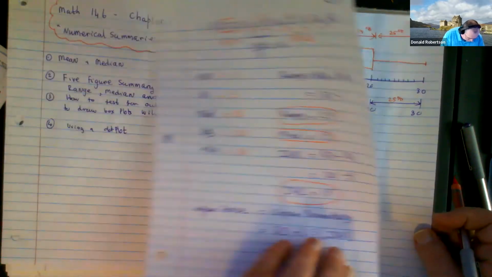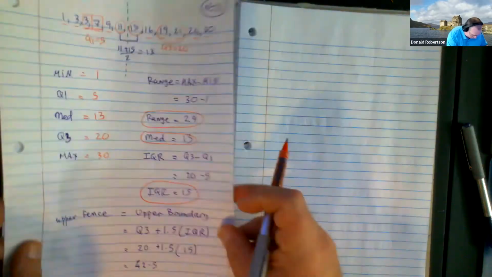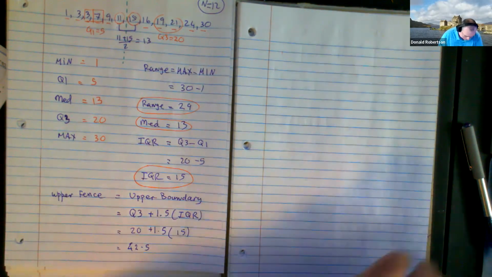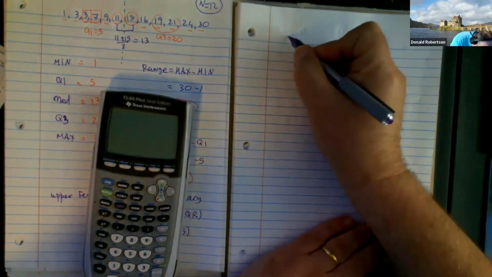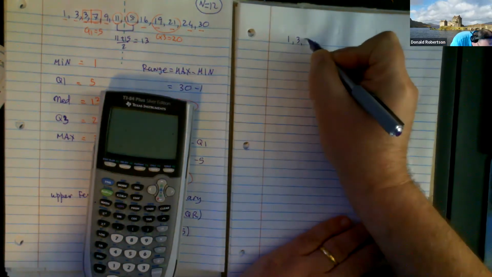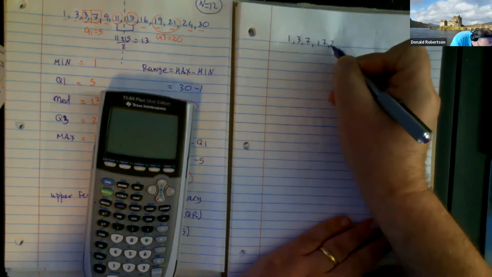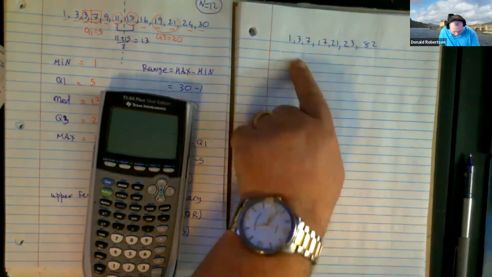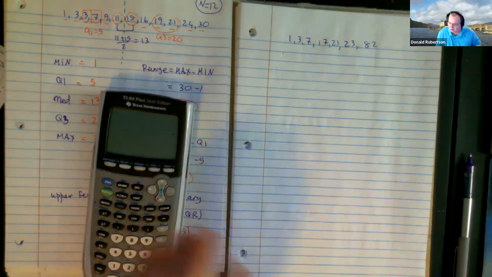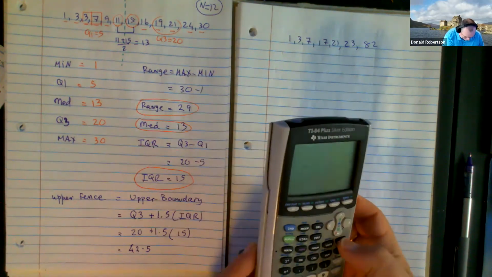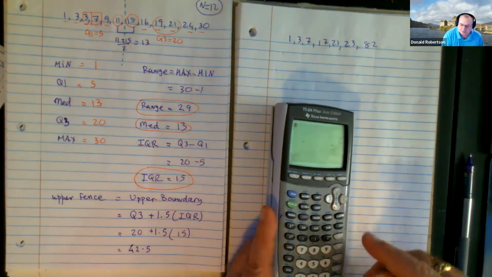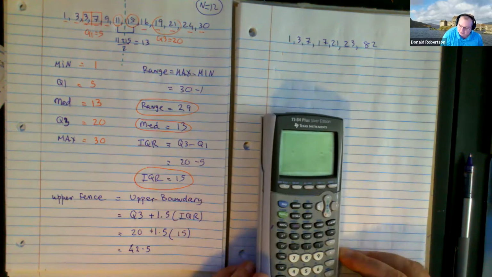I'm now going to do a calculator version with a deliberate outlier. Fingers crossed. I'll definitely make it an outlier by making it ridiculous, right? So I'm going to just pick some numbers: 1, 3, 7, 17, 21, 23, and 82. I'm deliberately making it a small data set, but it could be huge. You could do it the same way. But this time, I'm going to get my 5-figure summary by using the calculator, which is a bit quicker.